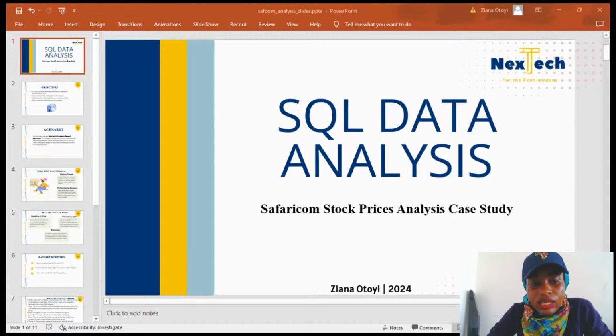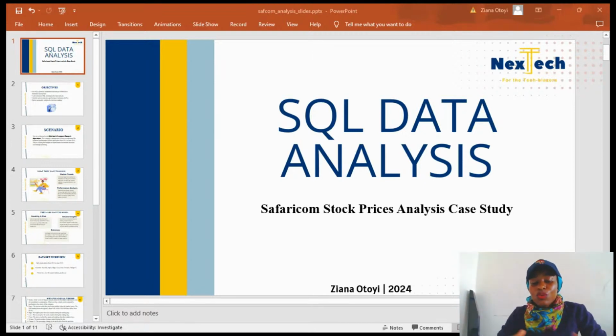So the objectives of this session are: one, to use SQL queries to understand and analyze Safaricom's historical stock prices. And we also want to learn advanced SQL techniques for data analysis. And this includes subqueries and nested queries. If you've been in the Excel class, we talked about nested functions. So it's nothing different from nested functions. So we're going to look into nested queries or subqueries.